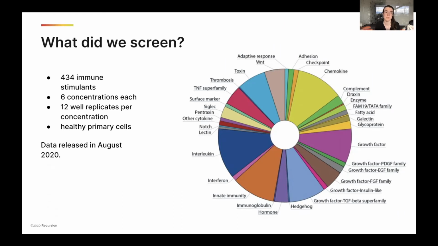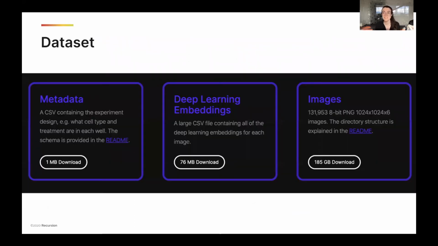All of these immune stimulants are run against healthy primary cells, so HUVEC cells, and this data set was released in August of 2020. The data set here contains metadata, deep learning embeddings, and images. So the metadata is just standard information about location on a plate and concentration for each perturbation.